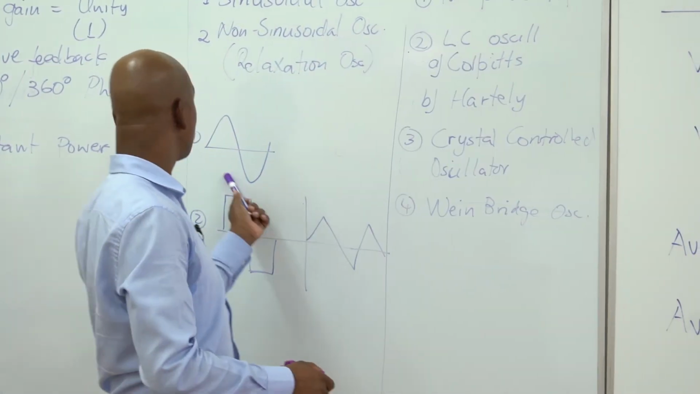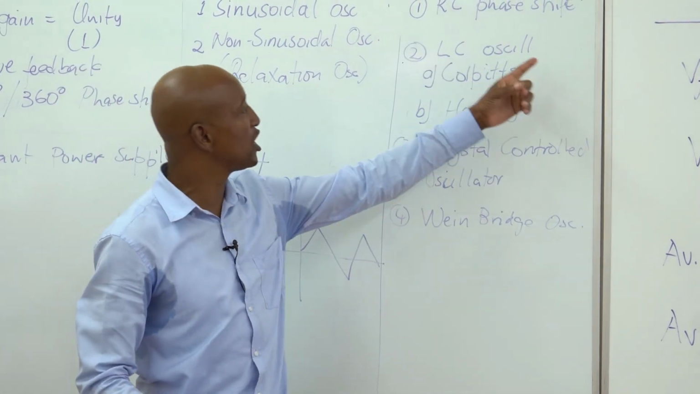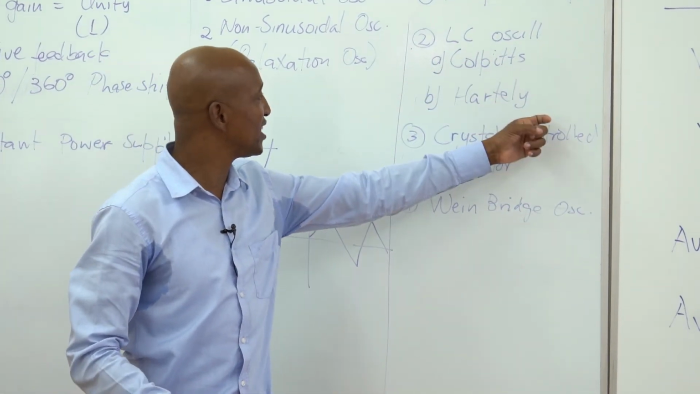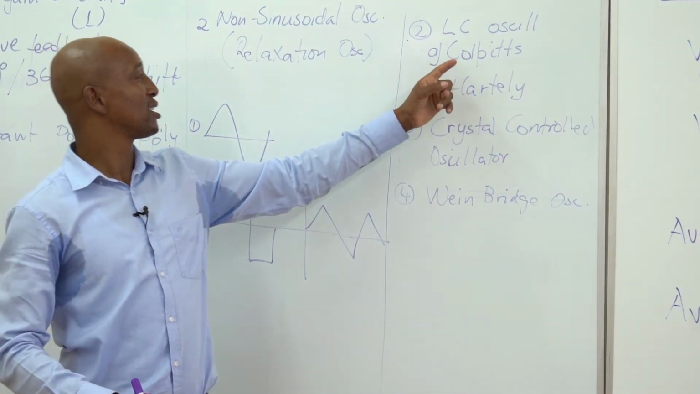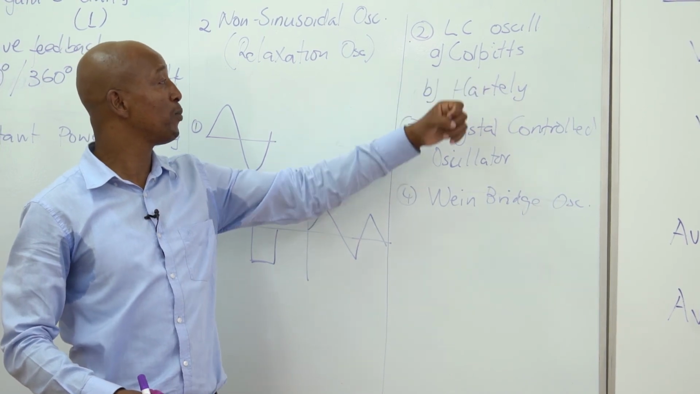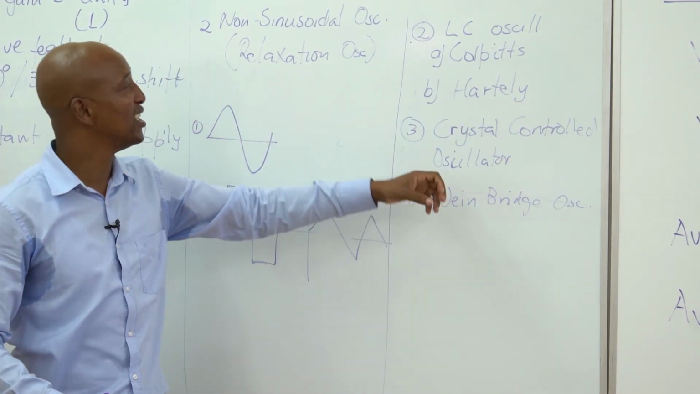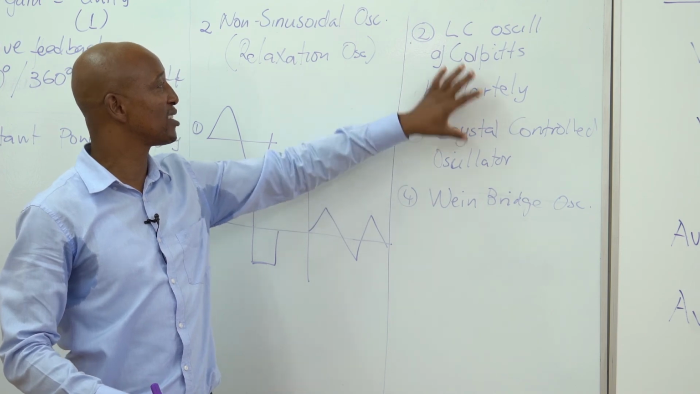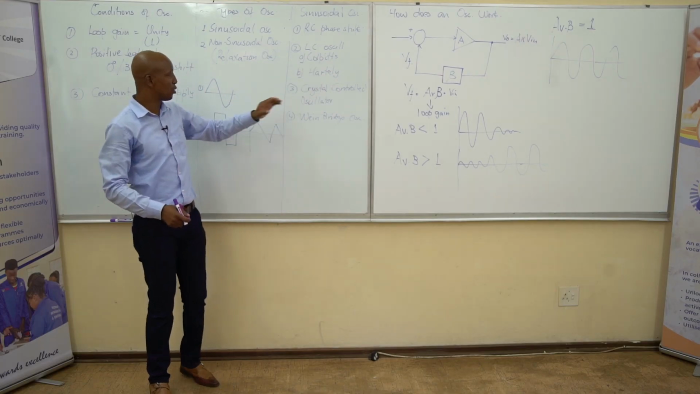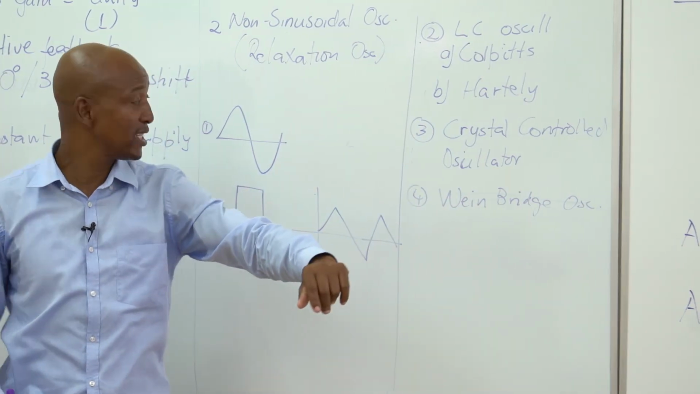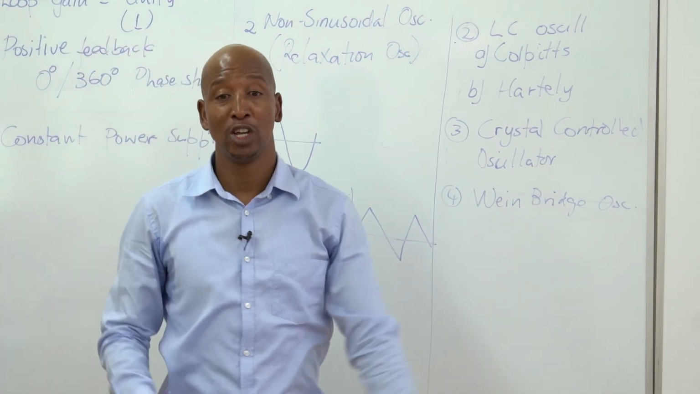Under the sine wave, sinusoidal, we have an RC phase shift, we have an LC oscillator, which comprises a Colpitts and a Hartley oscillator. These are the people who discovered the behavior of these oscillators. We have a crystal controlled oscillator, and we have a Wien bridge oscillator.